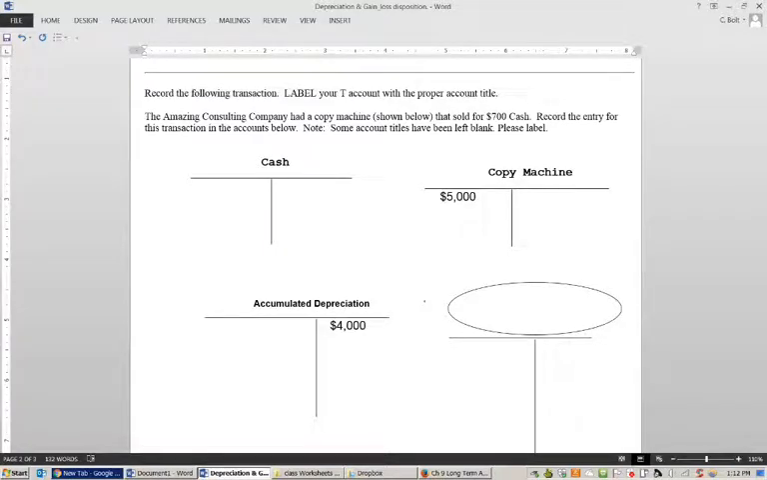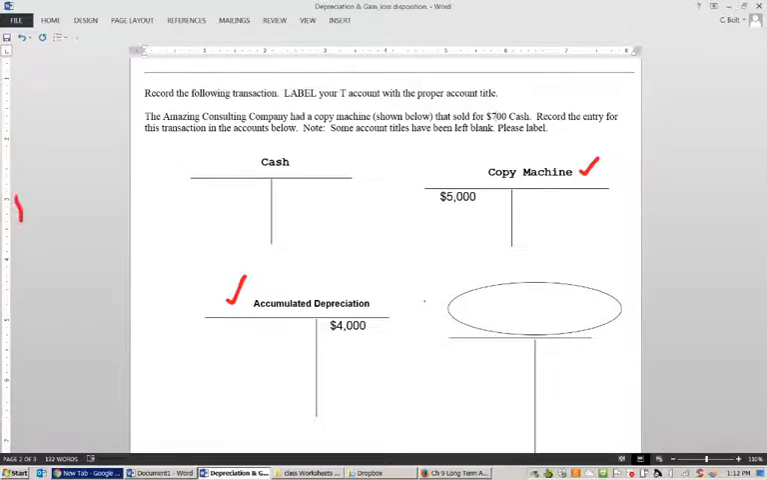This video explains how to calculate the gain or loss on the disposition of an asset. By now, hopefully you understand what depreciation expense is, what a fixed asset or long-term asset is, and accumulated depreciation, and the fact that accumulated depreciation is a contra asset. As the example we've got here shows, we've got accumulated depreciation and a fixed asset. And this is an example for the Amazing Consulting Company.